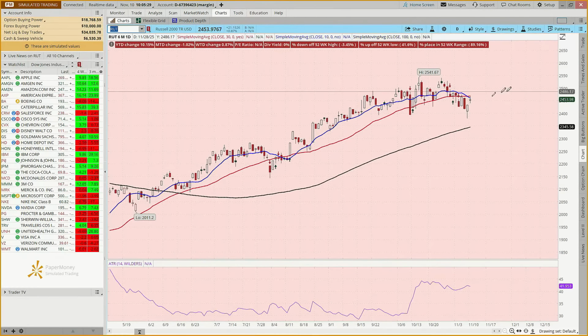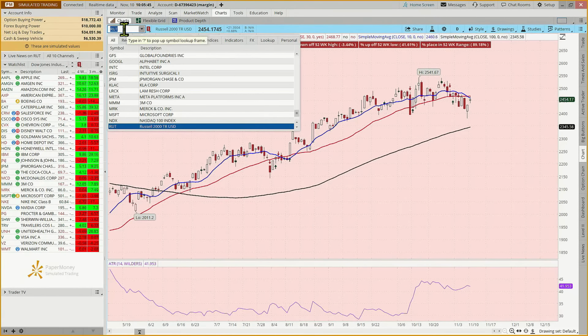And it came back and actually moved through that 30-day moving average, and we'll see if it can break back above that and continue to use it as support, or if in fact this is going to act as a ceiling or a resistance level.